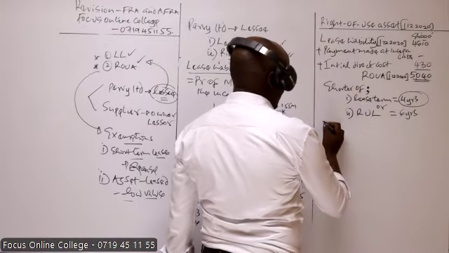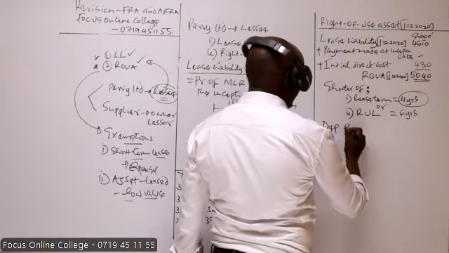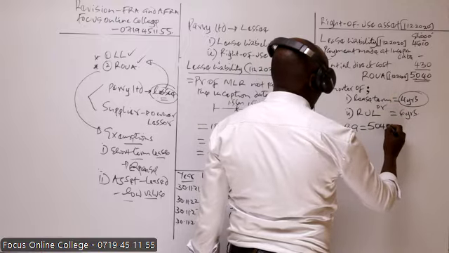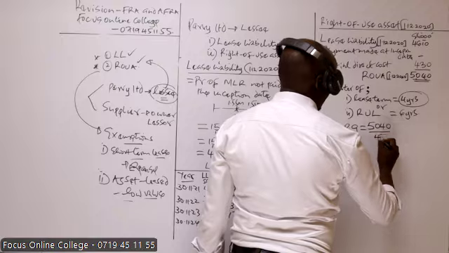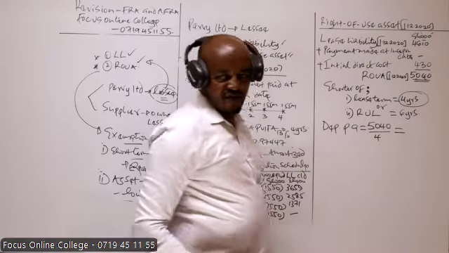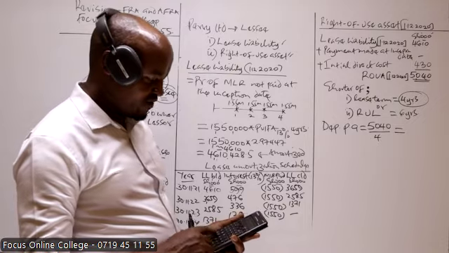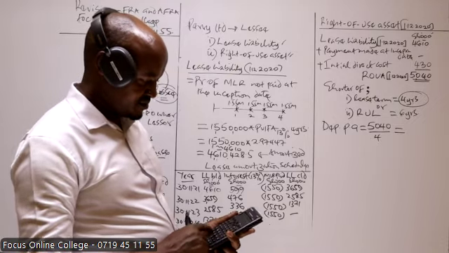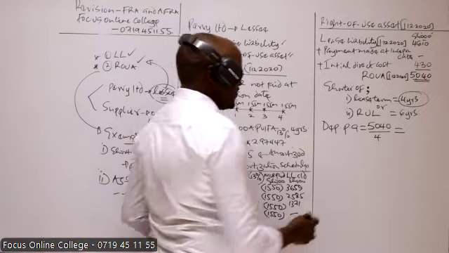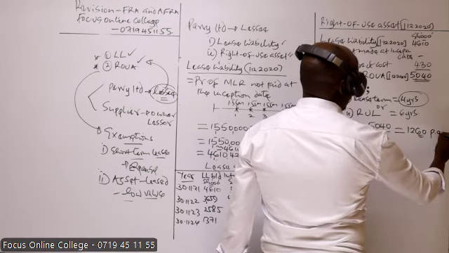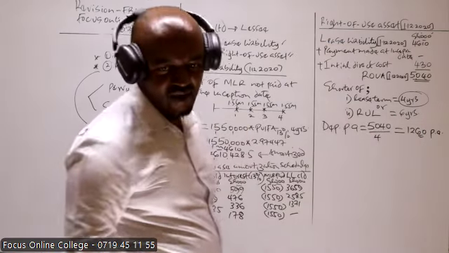So therefore, to compute the depreciation per annum, we take the value for the right of use asset, which is 5,040. We divide that with 4 years. That will give us annual depreciation of how much? Will give us annual depreciation of 1,260. Remember that one is per annum.